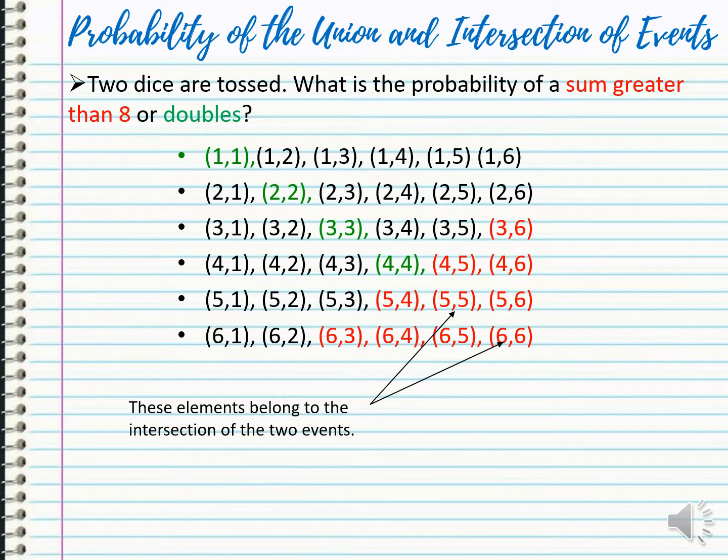You notice that I highlighted some of the numbers by colors, meaning the red ones are the results that are greater than 8, and the green ones are the results which are doubles. You notice that 5 5 and 6 6 belong to the intersection of the two events, but we're not asked about the intersection, right? I just emphasized it.